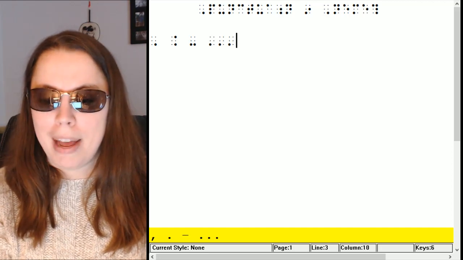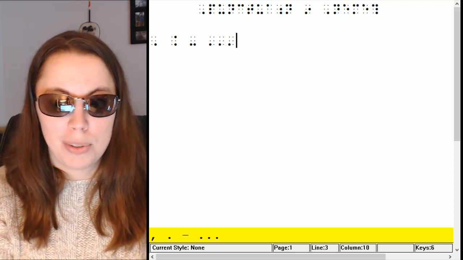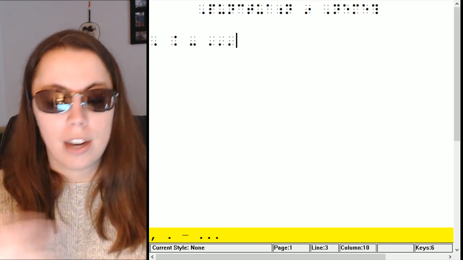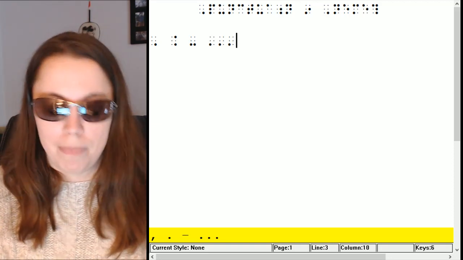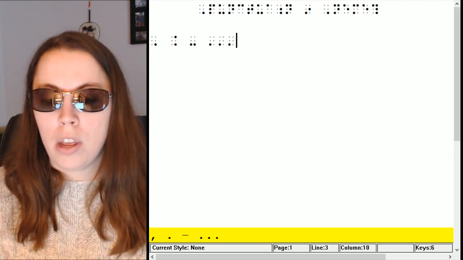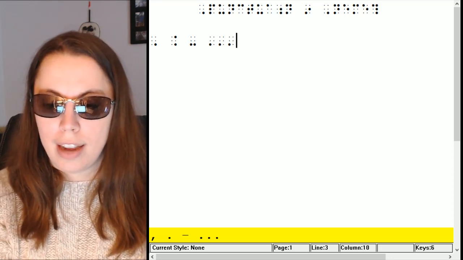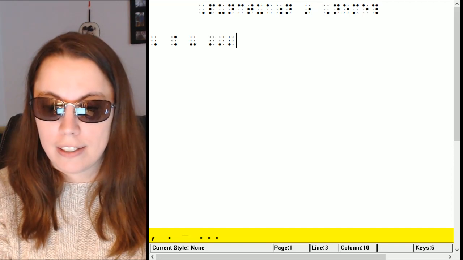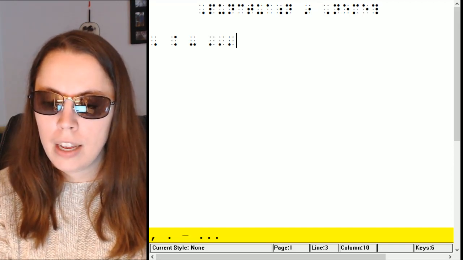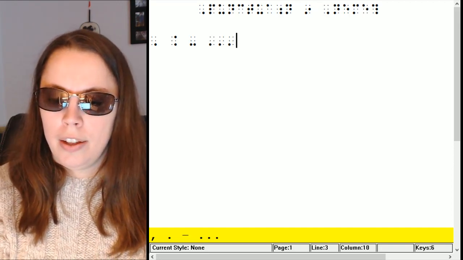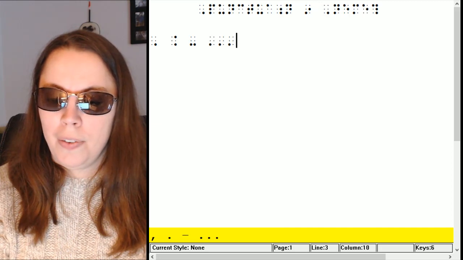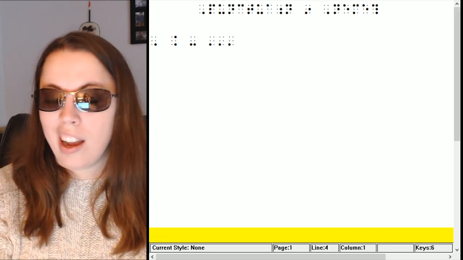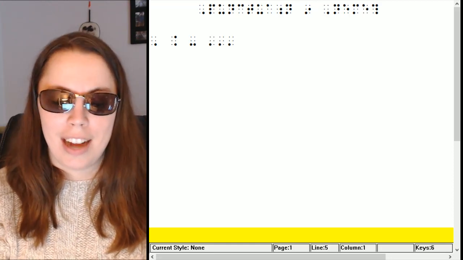But even in math contexts, we sometimes use other punctuation marks. And so in order to switch and use those from cells that would otherwise mean numbers, we use a special punctuation indicator. The punctuation indicator in Nemeth is dots 4, 5, 6. Let's look at how that looks in context.